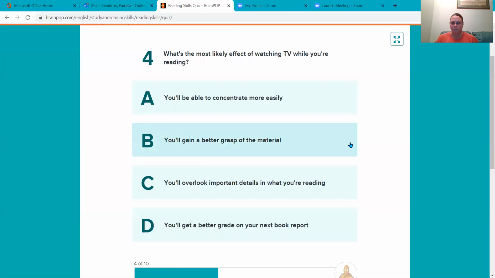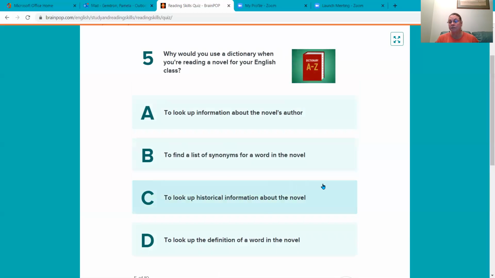Question 4, what's the most likely effect of watching TV while you're reading? Is it A, you'll be able to concentrate more easily? Is it B, you'll gain a better grasp of the material while the TV is going on? Is it C, you'll overlook important details of what you're reading? Or is it D, you'll get a better grade on your next book report? Most likely, it's C, because when the TV's on, it's a distraction and you miss part of what you're reading because you're concentrating partly on the TV.